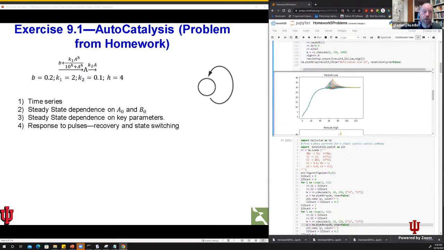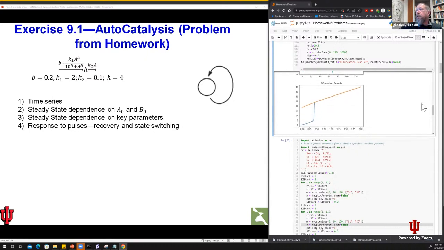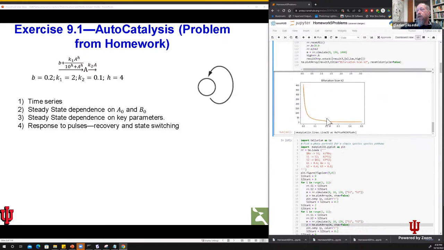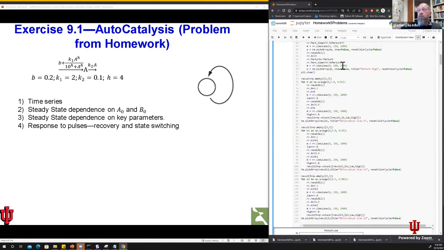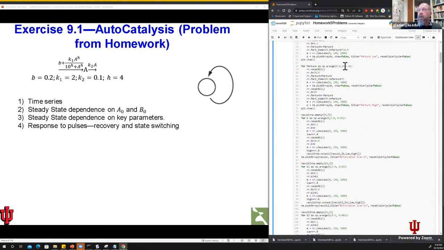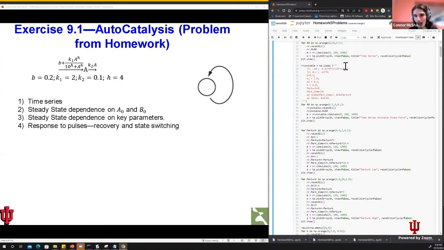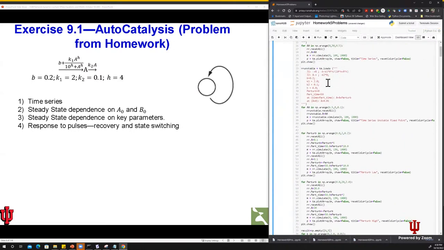My perturbations now don't do anything very exciting because there's only one steady state. And I basically abolished my bistable region. What if I made B2 smaller? Did anybody try 0.1? What did they get? I did 0.05.